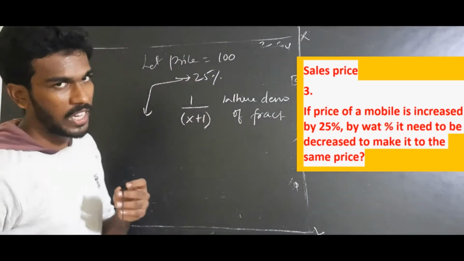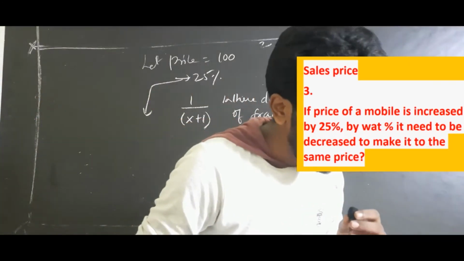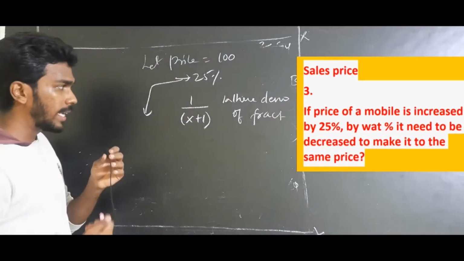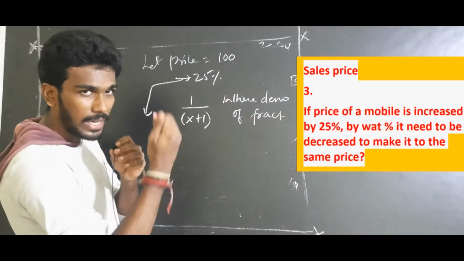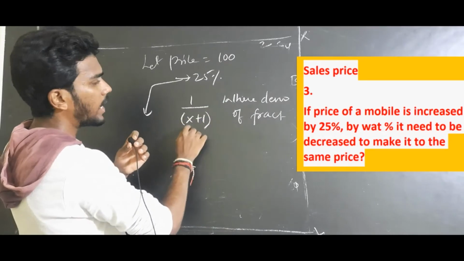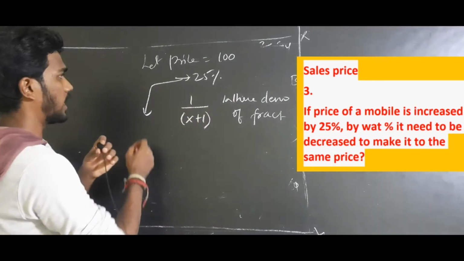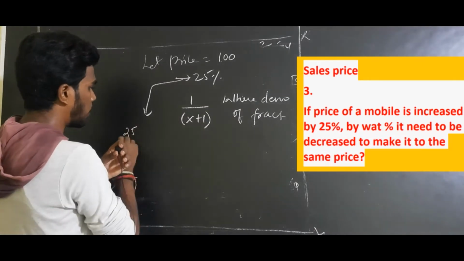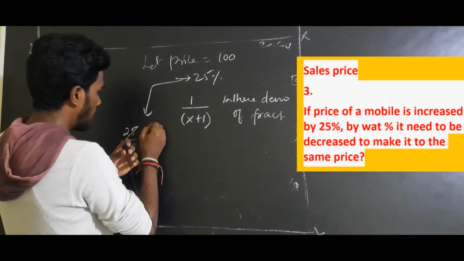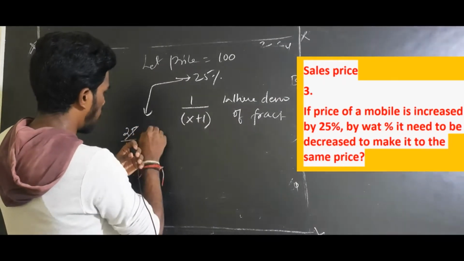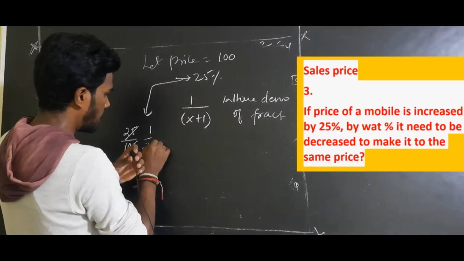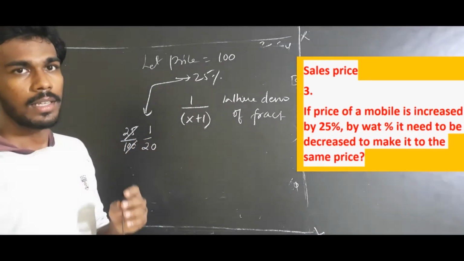It is increased by 25%, right? Do we have any other data? No. Now how much percentage do we have to decrease? So if they ask for a decrease percentage, 1 divided by x plus 1. If they ask for an increase, x minus 1 should be there. So 25%, convert it into a fractional form.